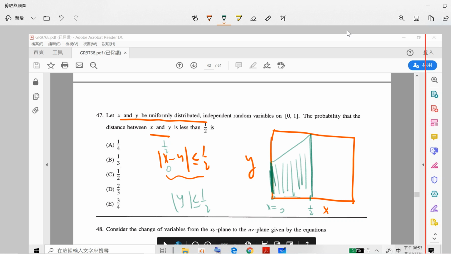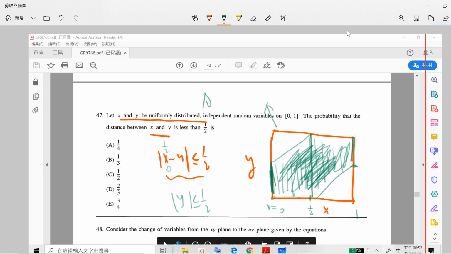And then also x and y are symmetric, right? So when x equals 1, then y needs to be larger than 0.5. Right, so these two green regions are what we want. The area of this green region is the answer.